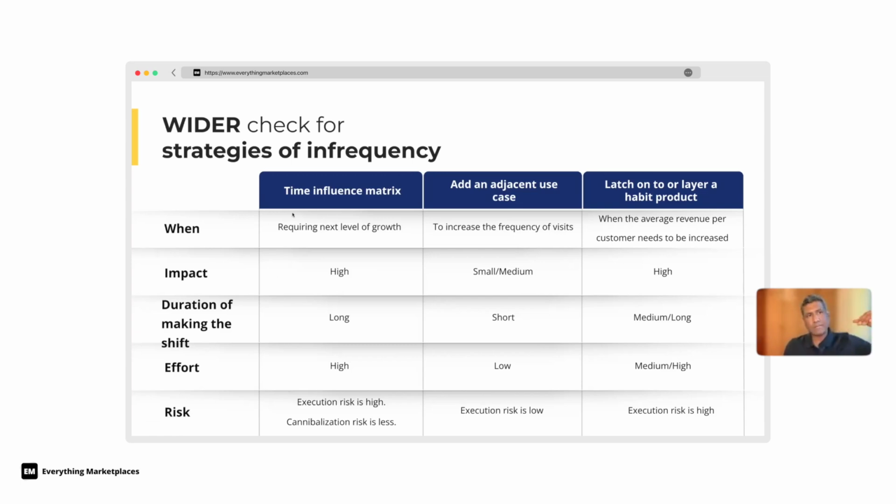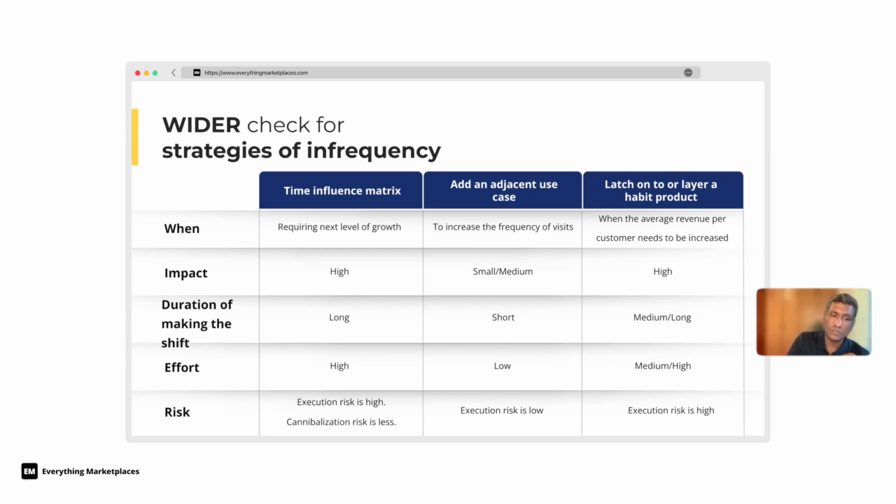When we talked about the time influence matrix, which is about LinkedIn moving from just a job site into that of a UGC content platform, this you would want to employ when you're looking at the next level of growth. Most proptechs, jobtechs, and I've seen a lot of consumer tech going down this path when they are looking for the next level of growth. The impact is really high, as I mentioned. It's macro factor resilient. It penetrates the market really well.